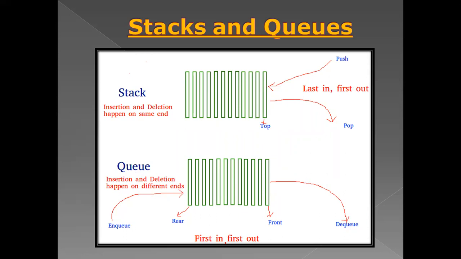Whichever end is used for deletion, to move out, is known as the front. And the end where insertion takes place, where the persons are standing in the queue for taking the ticket, is known as the rear. For insertion, we use enqueue, and for deletion, we use dequeue. This topic, stacks and queues using linked list, is in the next chapter, chapter number 9, which we will discuss in another video when we start chapter number 9.